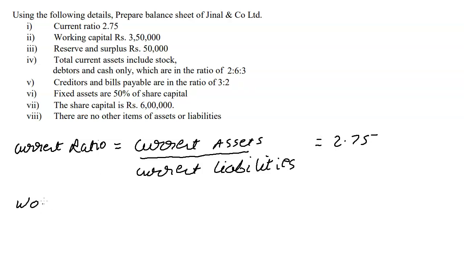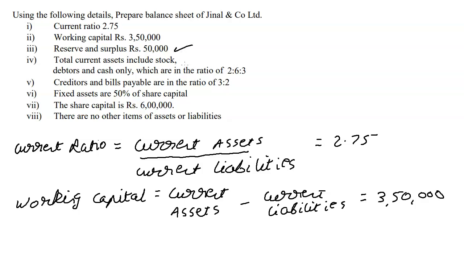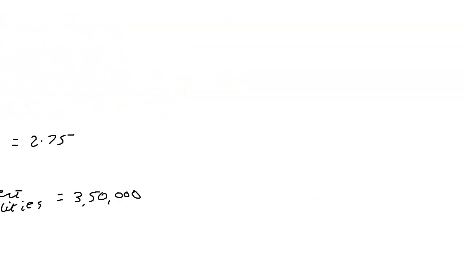Similarly, they've told us that working capital, which we know is current assets minus current liabilities, is equal to, given in the question, 3,50,000. Then they've given us reserves and surplus. And we know that reserves and surplus is one of the sections of shareholders' funds in the balance sheet.